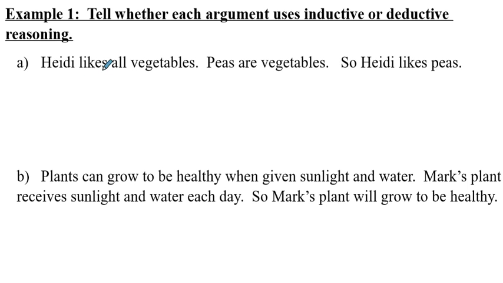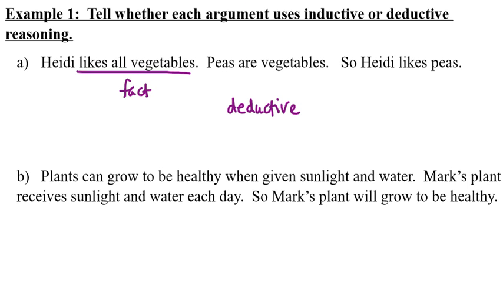Okay, Heidi likes all vegetables, and peas are vegetables, so therefore Heidi likes peas. Okay, and so there's facts here, right? Heidi likes vegetables. That is a known fact, right? She said that she likes vegetables. Okay, I personally do like vegetables, most vegetables too, right? Broccoli is probably my favorite, but she likes all vegetables. Okay, and so therefore she likes peas. This would be an example of deductive reasoning because we're using facts. Okay, so this would be a fact right here. Okay, let's try another one.